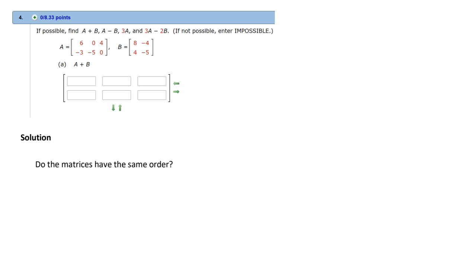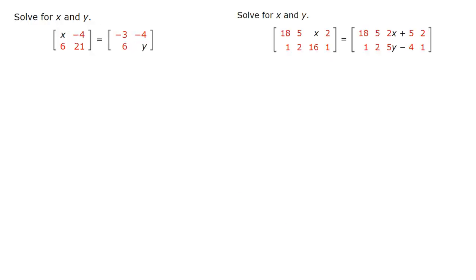So one, you want to ask yourself, for A plus B, do they have the same order? So here, the order for A is 2 by 3. The order for B is 2 by 2. Since they don't have the same order, that means that we cannot add them together. So our answer would be impossible.